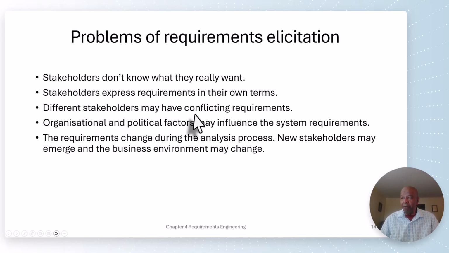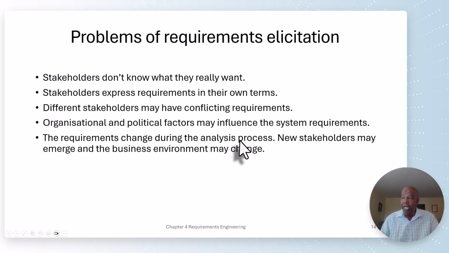Different stakeholders may have conflicting requirements. I have a stakeholder in Department A and a stakeholder in Department B, and what they want is conflicting. So we have to resolve how we're going to resolve those conflicting requirements. Organization and political factors: politics is not something you really want to do, but it's real. You might have to go through politics over which requirements are going to be acceptable.